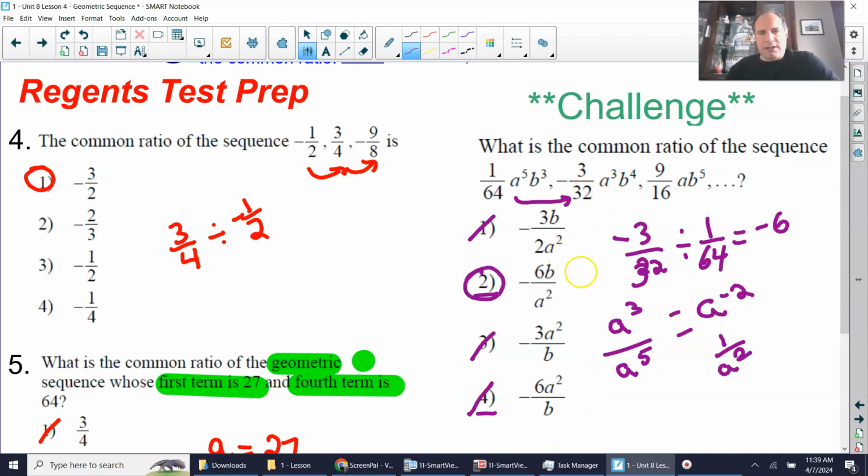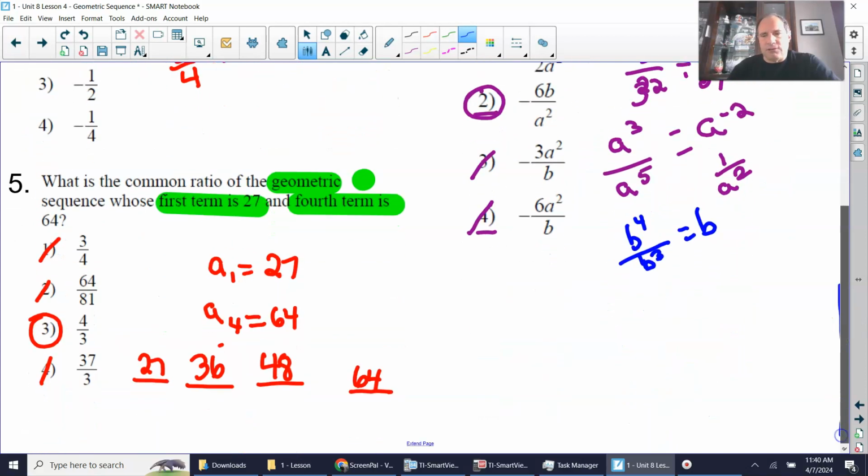But just take a look at the b, and if you did do b to the 4th divided by b to the 3rd, that would be b. All right, and that's about it as far as that goes. But just remember, if you're multiplying a to the 5th times some number to get to a to the 3rd, it's a to the -2nd. B to the 3rd times what number equals b to the 4th? It's b. B to the 3rd times b equals b to the 4th. So that's a challenge question, and 2 is your answer.